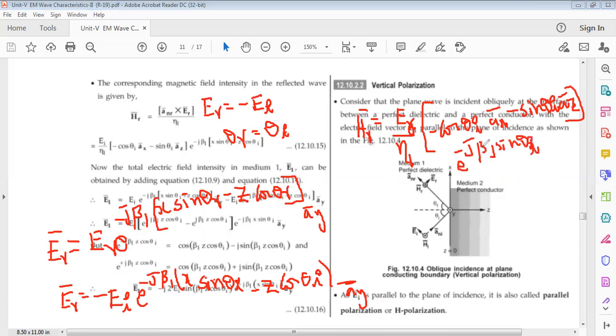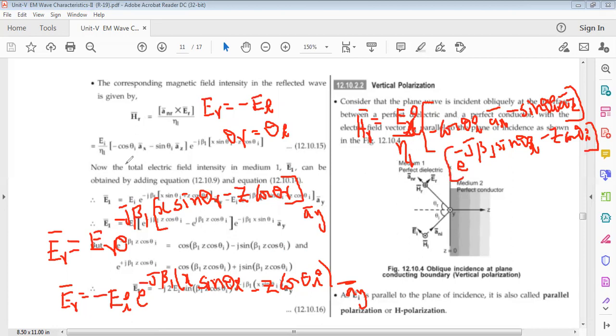Now I am replacing that as EI: ER is equal to minus EI. So these are EI minus EI. Okay, I'm multiplying the minus terms also here, the minus cos theta I and minus sine theta I and minus z cos theta I with the AY bar only, we got the cross product function.